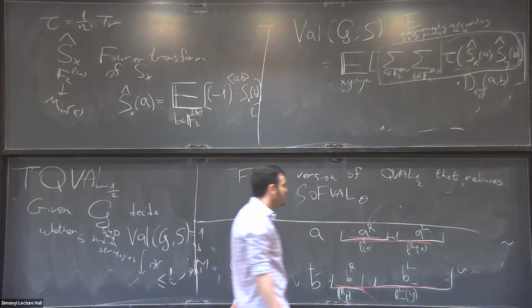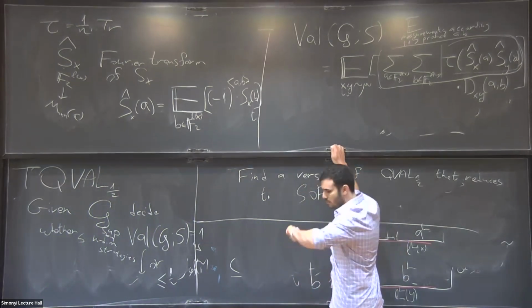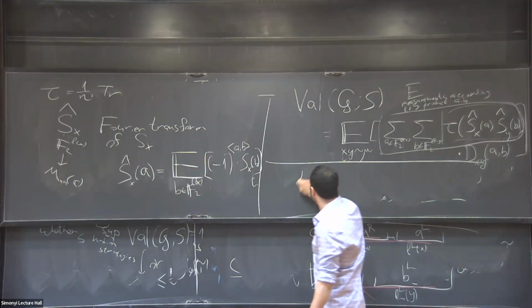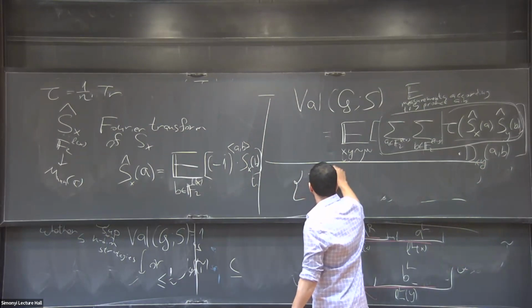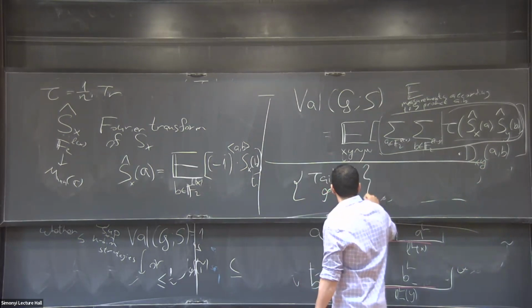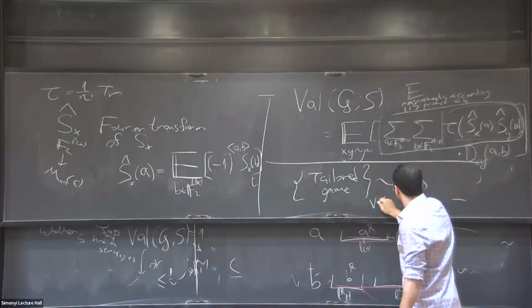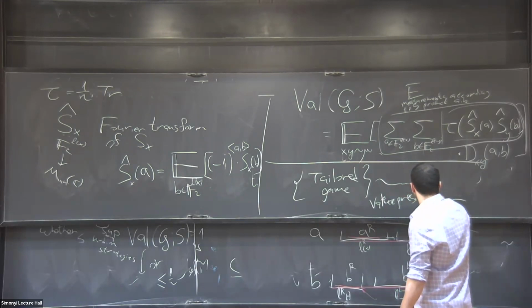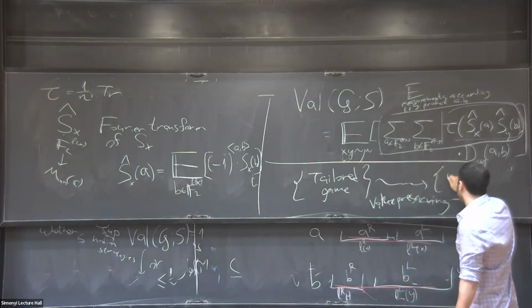So we have a map. I have one minute. We have a map that takes tailored games and translates them in a value-preserving way, and I'll explain what value-preserving means in this context, to a subgroup test.